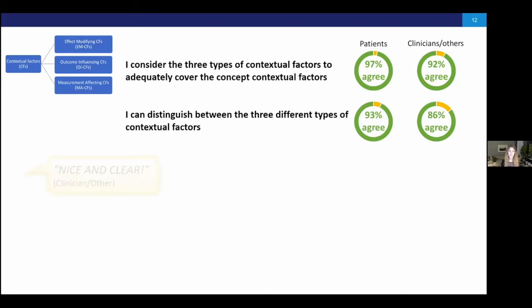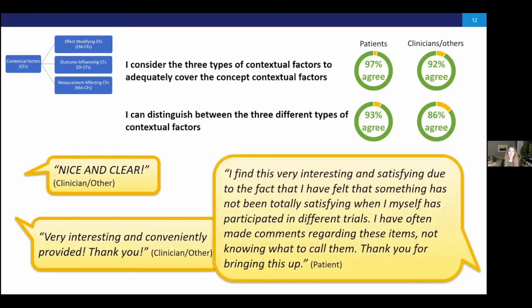And just to show a few comments from the last round: nice and clear, very interesting and conveniently provided, thank you. And a patient writes, I find this very interesting and satisfying due to the fact that I have felt that something has not been totally satisfying when I myself have participated in different trials. I often make comments regarding these items, not knowing what to call them. Thank you for bringing this up. So we feel we got very far with our descriptions of contextual factors at this point.